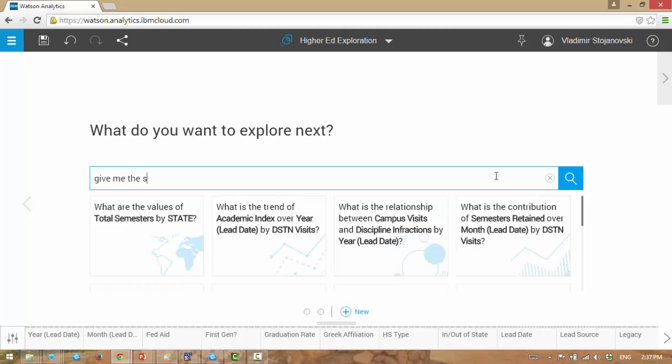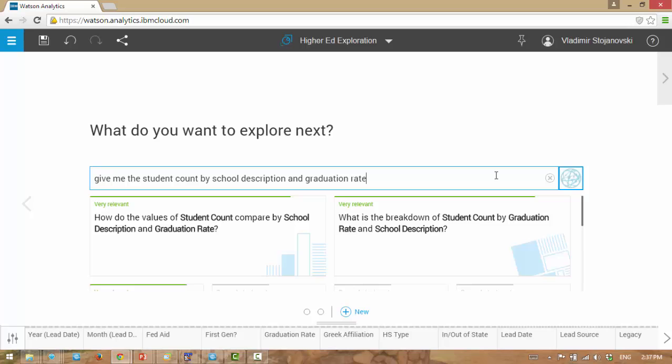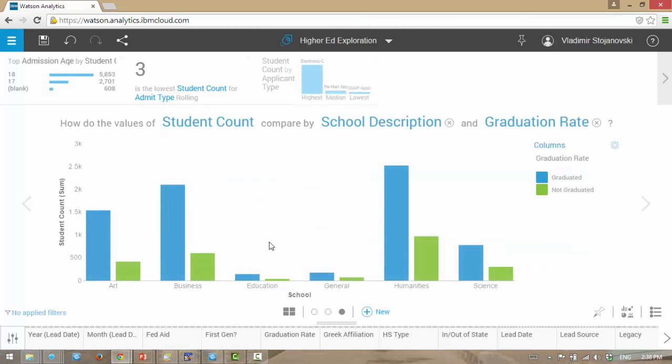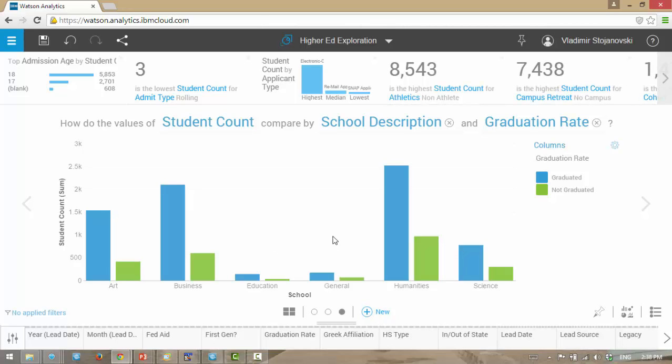So we'll say, give me the student count by school and graduation rate. And again, Watson Analytics helps us autocomplete. And this is the answer to our question. So we have the student counts by whether they graduated or not graduated, and by school. So we can distinguish the green from the blue very easily here. School of Humanities, we can see the count for how many graduated, how many did not graduate.